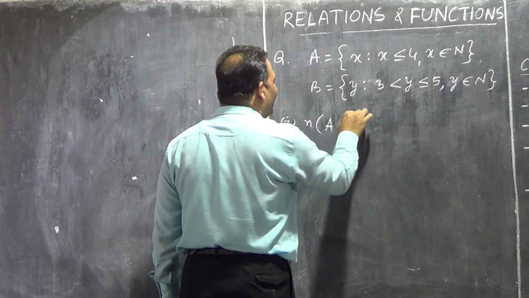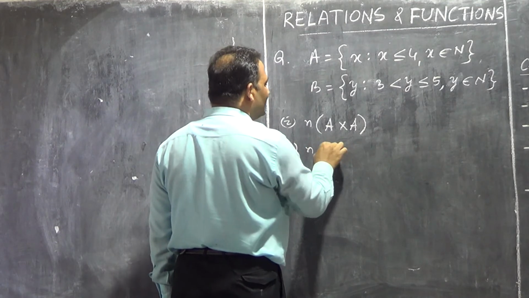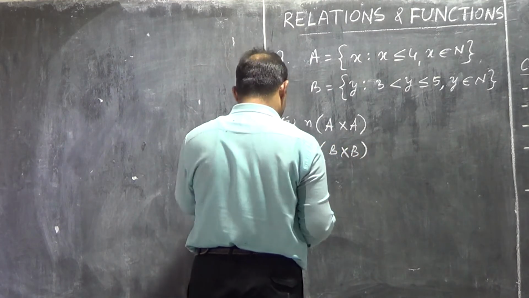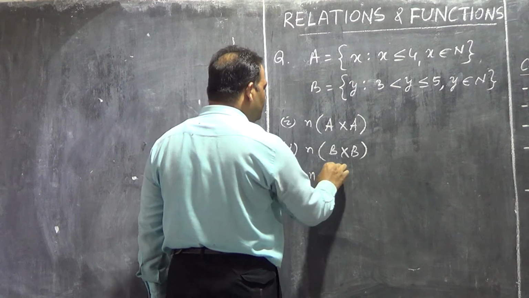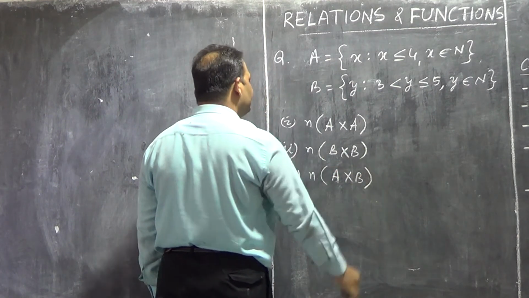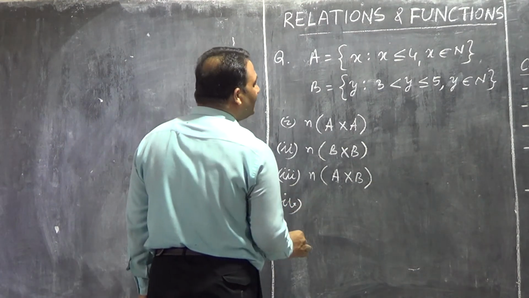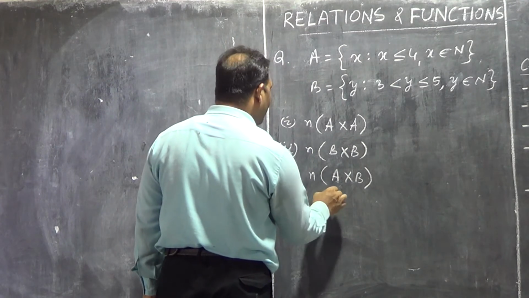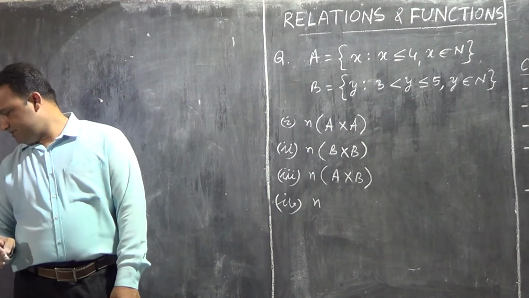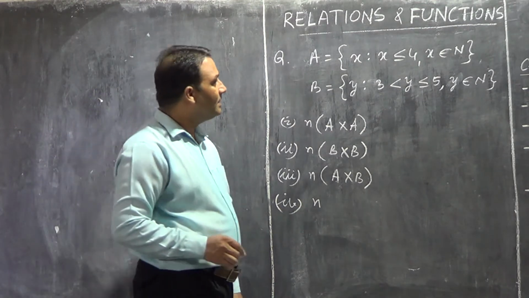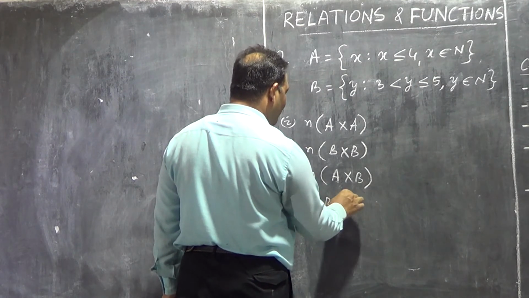n of A cross A, n of A cross B, and then we can find n, the number of elements in B cross B.